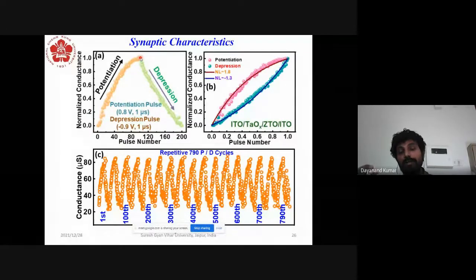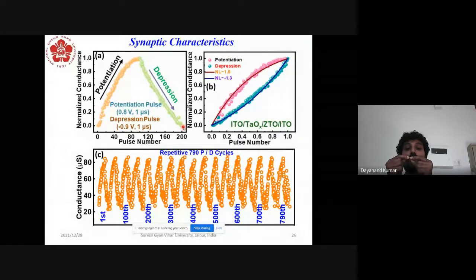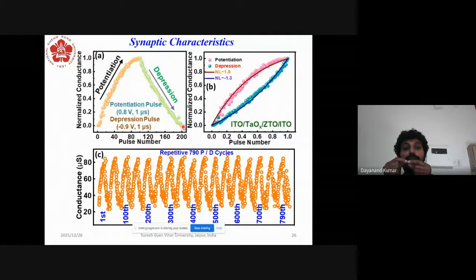And if you want to erase the data from the memory or our human brain, or erase the data from the synapse, how to erase? You have to apply negative pulses again, and the conductance is decreasing. It means that the interface is going weaker when you apply the negative voltage here. So this is actually the forgetting. This means long-term potentiation, and this is the long-term depression.